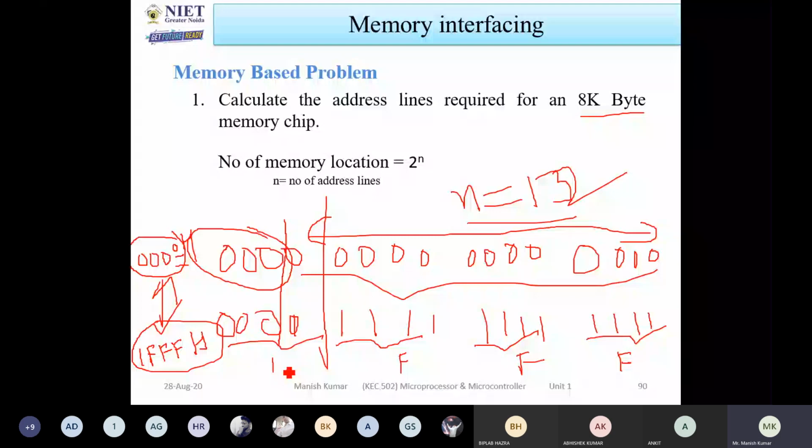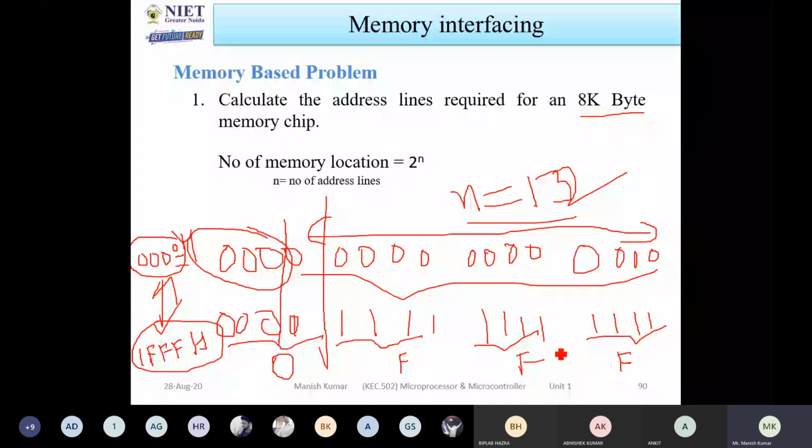Whenever we start an address range, it will start from 0 and go to the maximum. Okay? So the first process is to find the number of address lines. With the help of the number of address lines, you can create the minimum address and maximum address. Then you can find from which location you can interface with the processors.